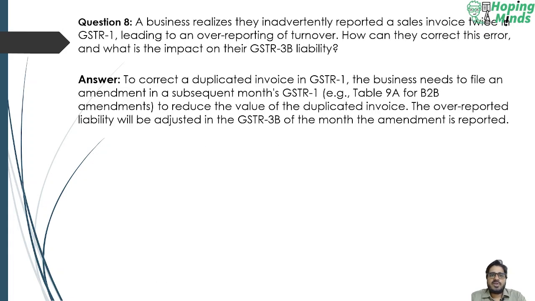Then moving ahead to the next question: a business realizes they inadvertently reported a sale invoice twice in GSTR 1, leading to an over reporting of turnover. How can they correct this error and what is the impact of this in the GSTR 3B liability?